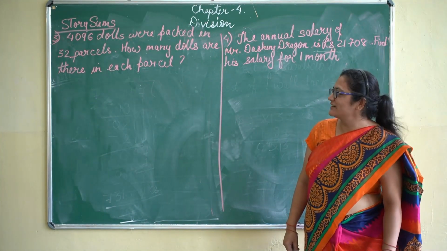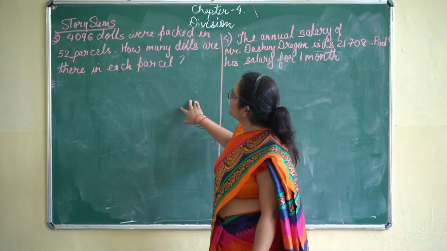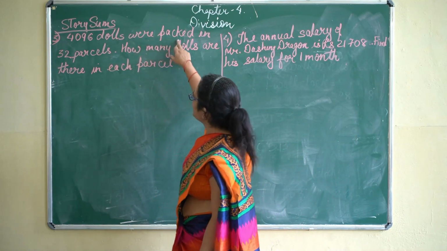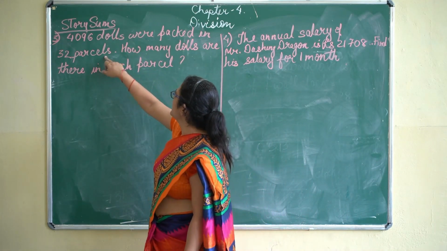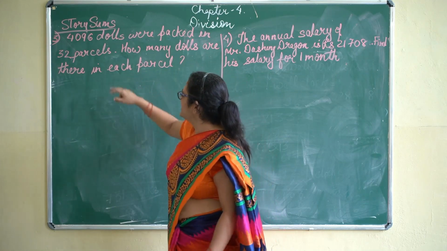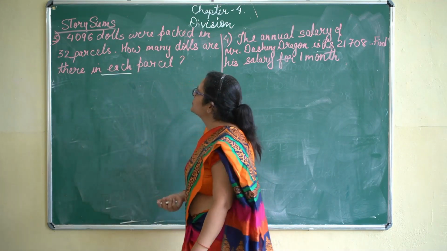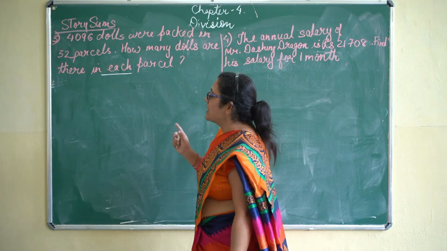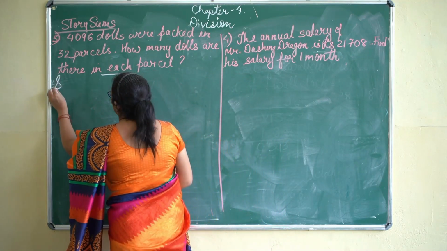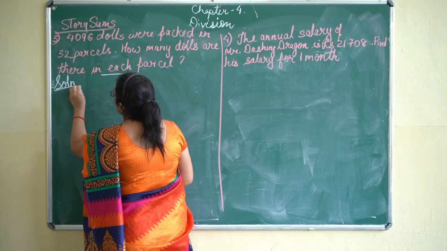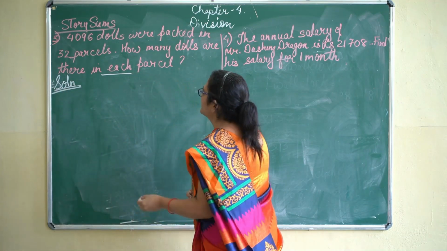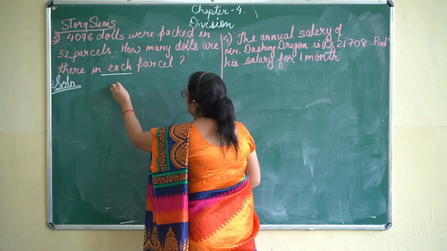Next question, third story sums. 4,096 dolls were packed in 32 parcels. How many dolls are there in each? So I told you, for one and each, what you have to do? You have to divide. For this question I am not writing the statement, I am only doing how to divide. Statement you will write on your own.